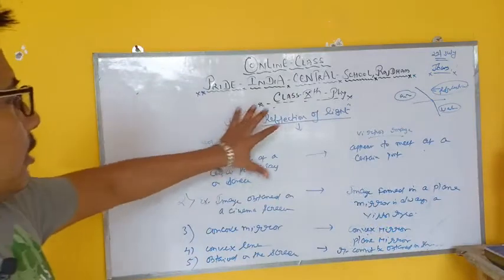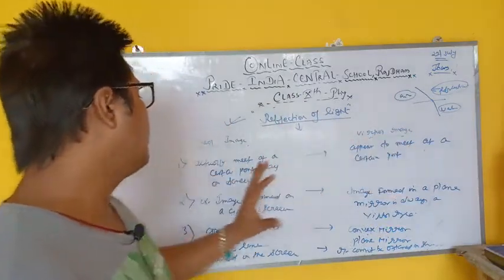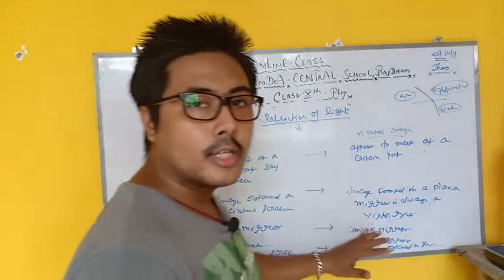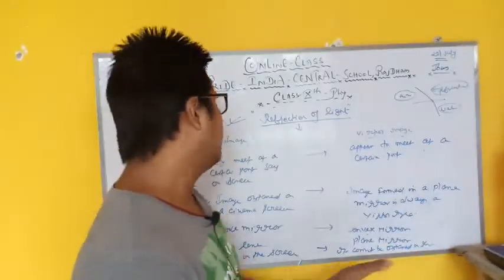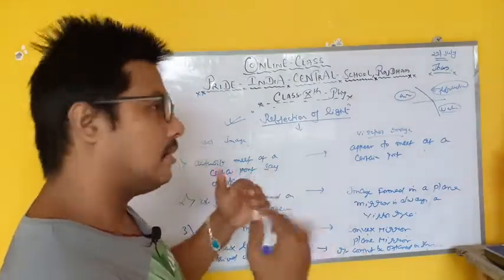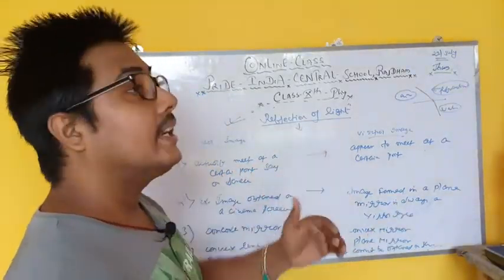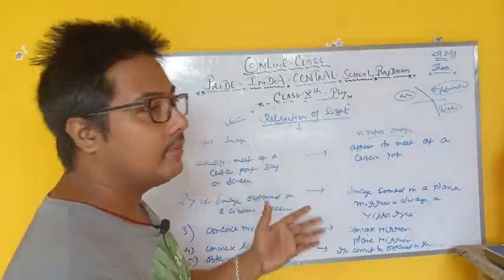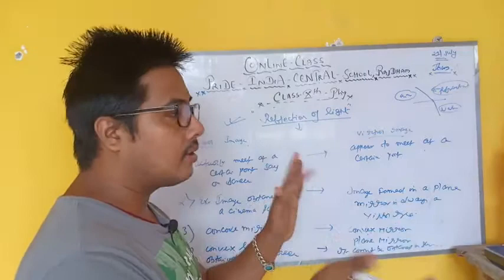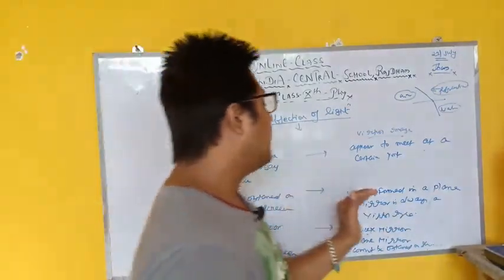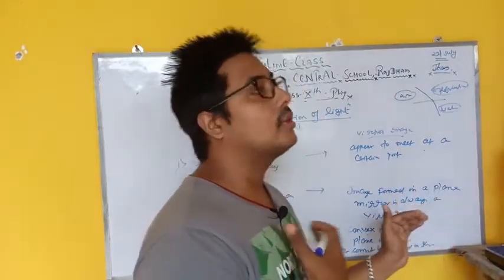So now if I tell you the difference between the real image and the virtual image, a real image can be obtained on the screen, whereas the virtual image cannot be obtained on the screen. In a real image, what happens? The image actually meets at a certain point. An example is the image obtained on a cinema screen where you see Salman Khan and Katrina and all dancing, right? So that is the real image.